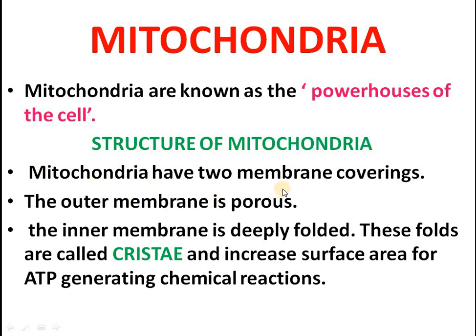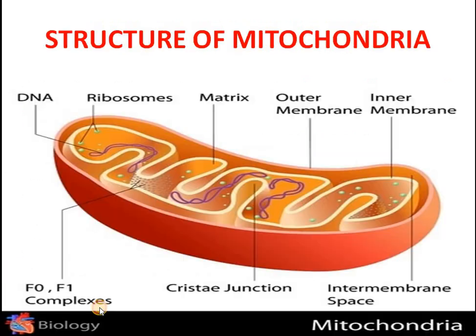Mitochondria have two membrane covering. The outer membrane is porous and the inner membrane is deeply folded. These folds are called cristae and increase surface area for ATP generating chemical reactions. You can see here, this is the general structure of mitochondria. This is the outer membrane of the mitochondria, and this folded one is the inner membrane of the mitochondria. These folds are called cristae.